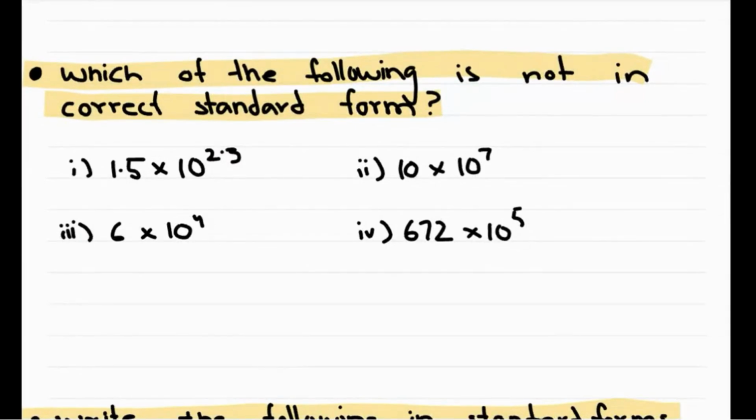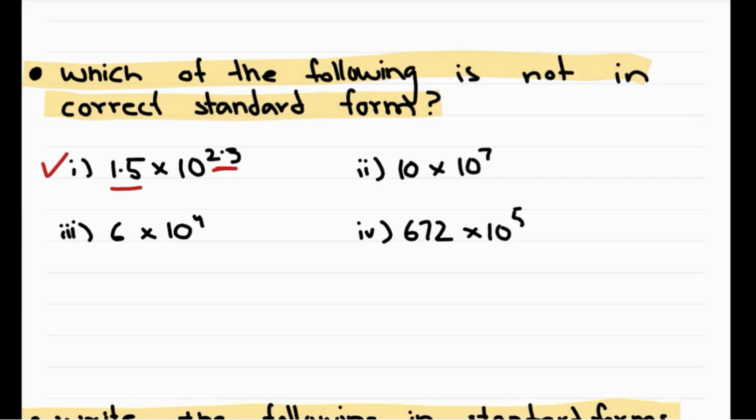Which of the following is not in its correct standard form? In question number 1, we see that the front number is a number between 1 and 10, but we see that the power is not an integer. So this number is not in its correct standard form.